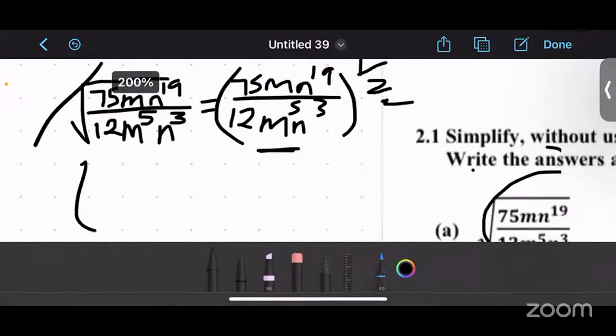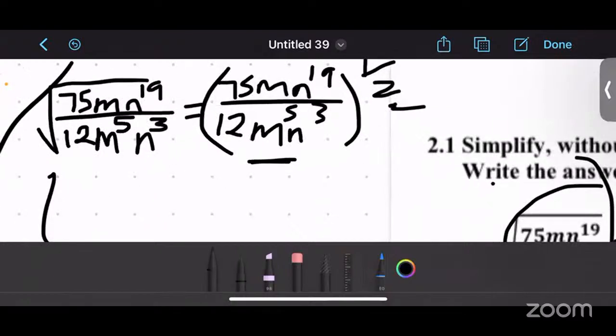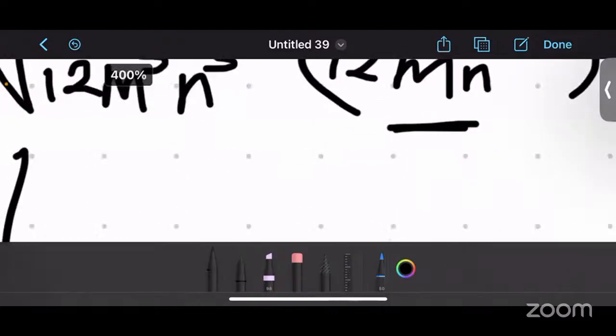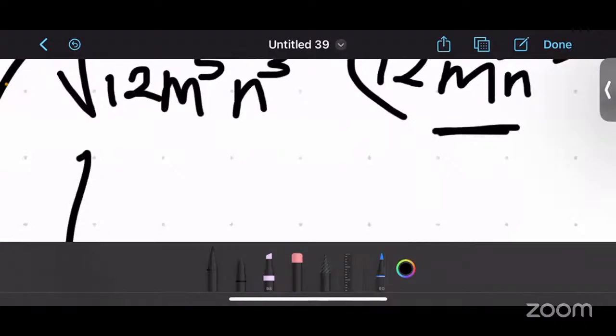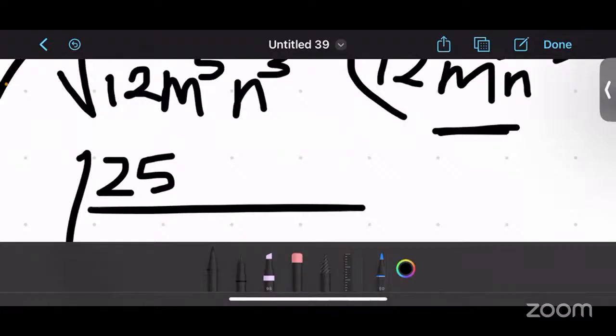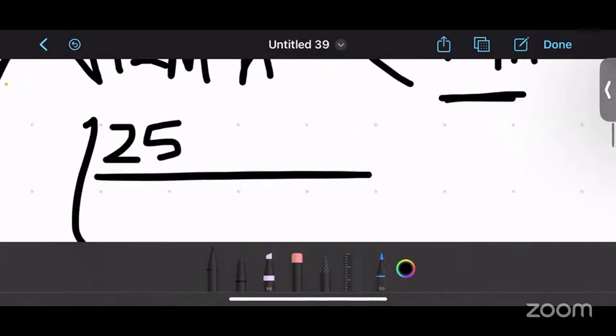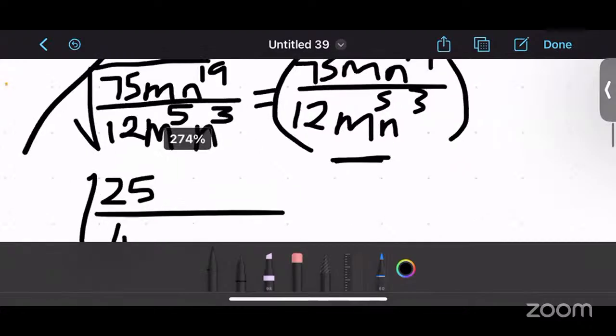You said the highest common factor of 12 and 75 is 3. So I'm just going to divide 75 and 12 by 3, right? Let's start with 75. What is 75 divided by 3? It is 25. And 12 divided by 3 is going to be 4, right?